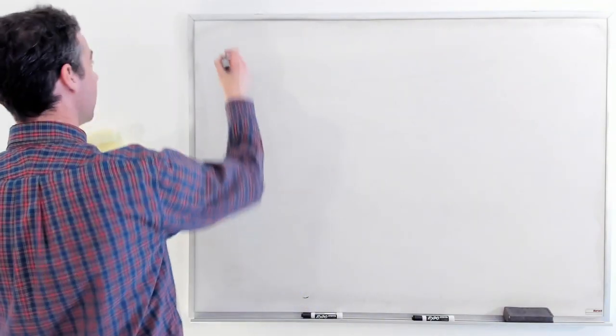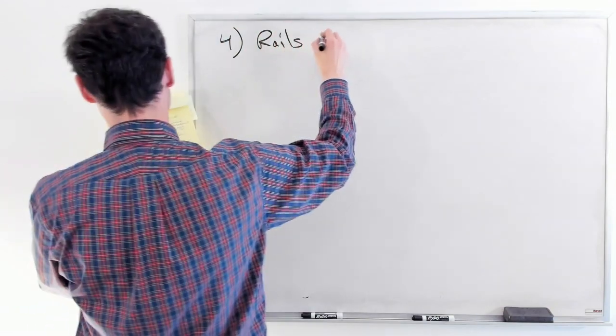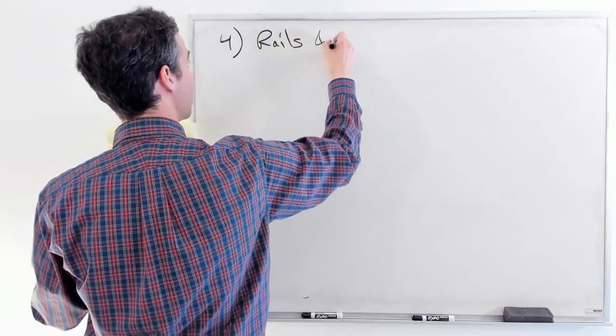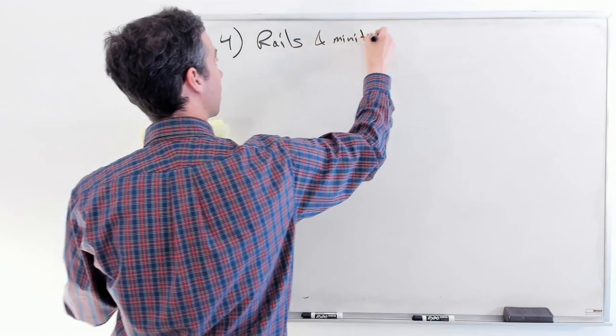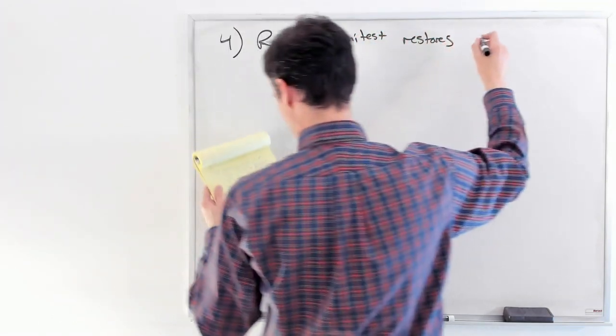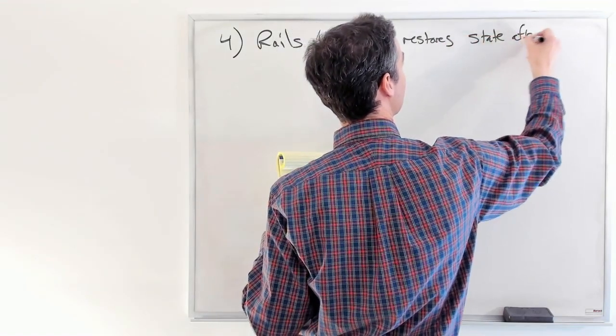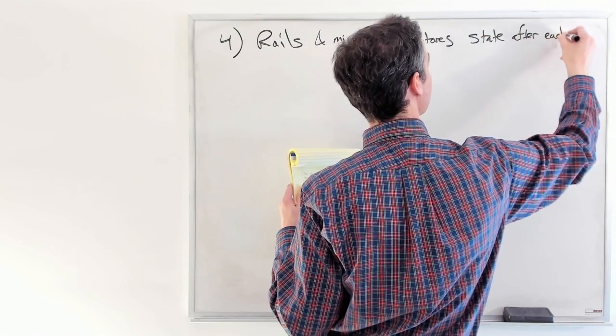All right. I've already said this numerous times, but I'll just write it down. That Rails and Minitest restores state after each test. And that includes the database.